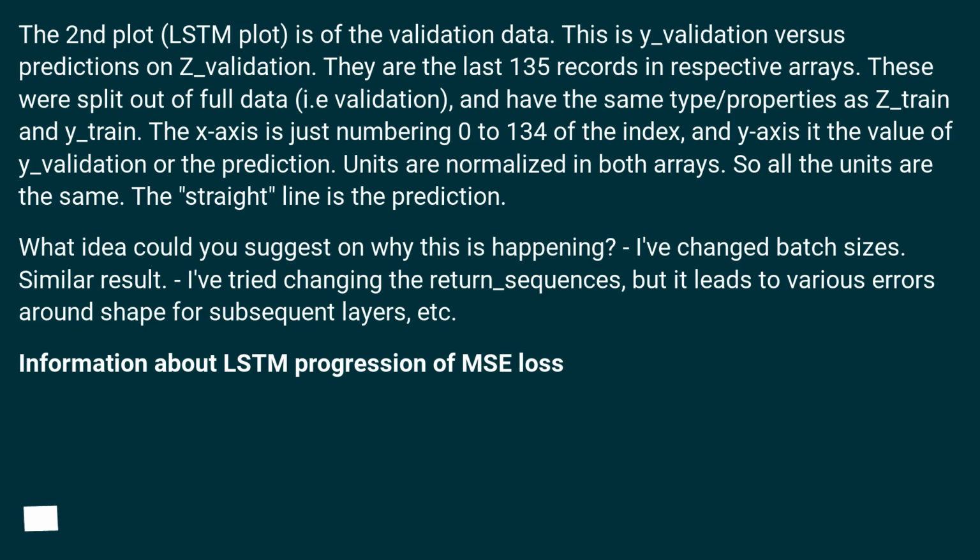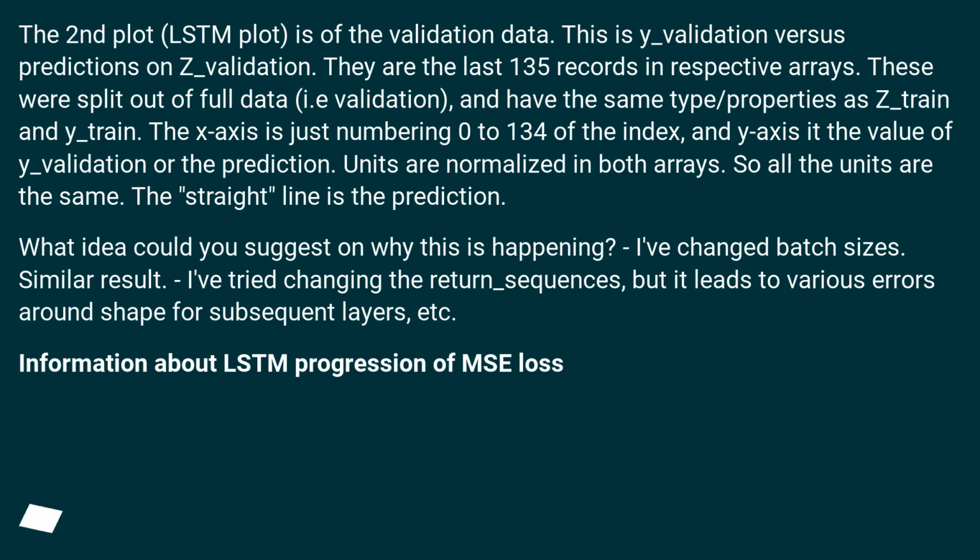The x-axis is just the index numbering 0 to 134, and the y-axis is the value of y_validation or the prediction. Units are normalized in both arrays, so all the units are the same. The straight line is the prediction. What idea could you suggest on why this is happening? I've changed batch sizes. Similar result. I've tried changing the return_sequences, but it leads to various errors around shape for subsequent layers.